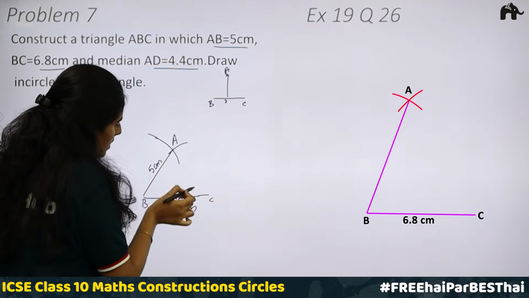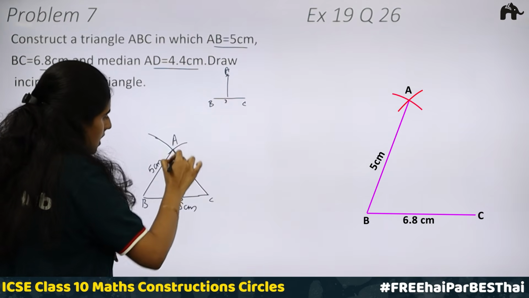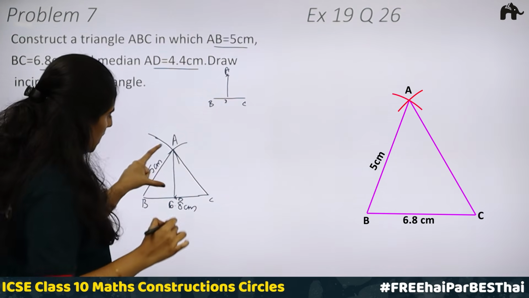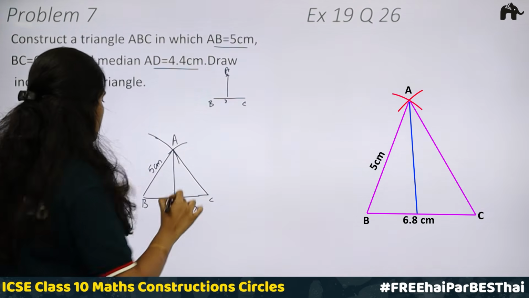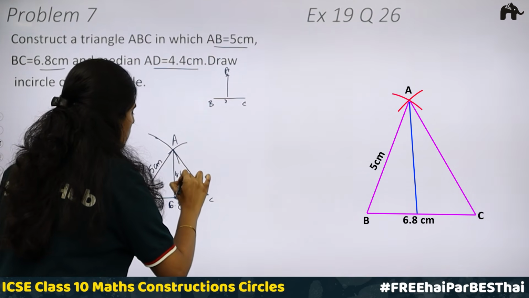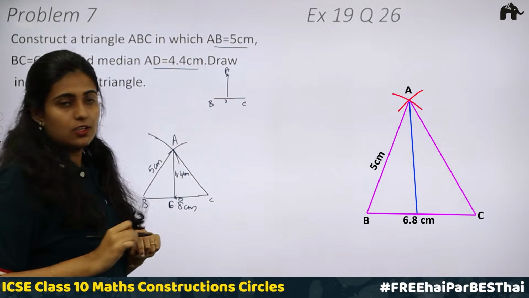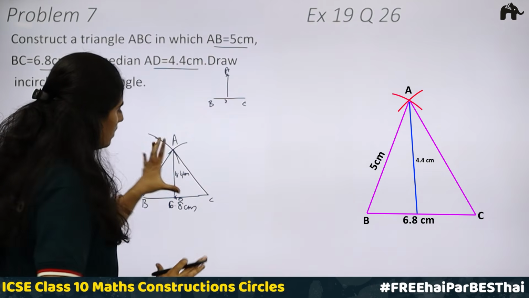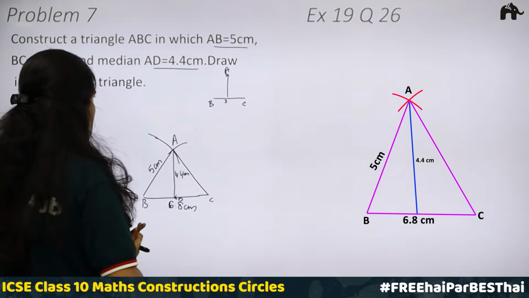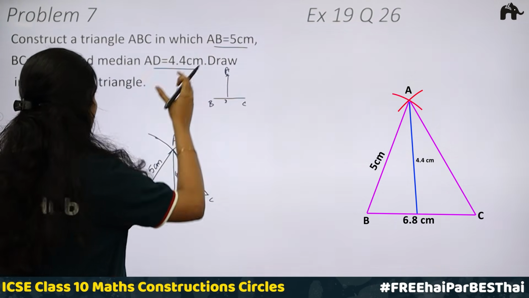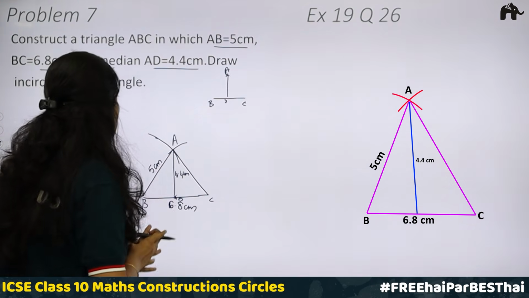Then join AC. This is the required median AD. Length of median is given, which is 4.4 centimeter. So, using these data, we have constructed a triangle ABC. Now, what we have to draw? We have to draw incircle of this triangle.